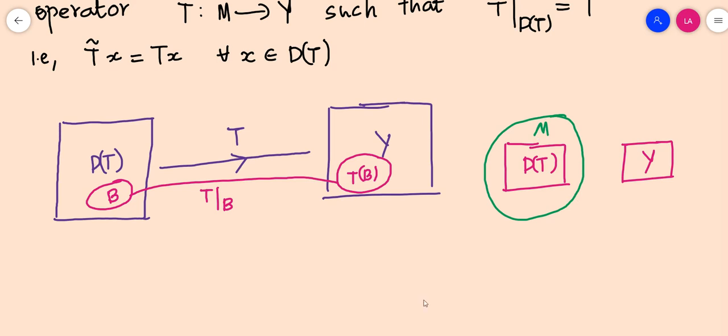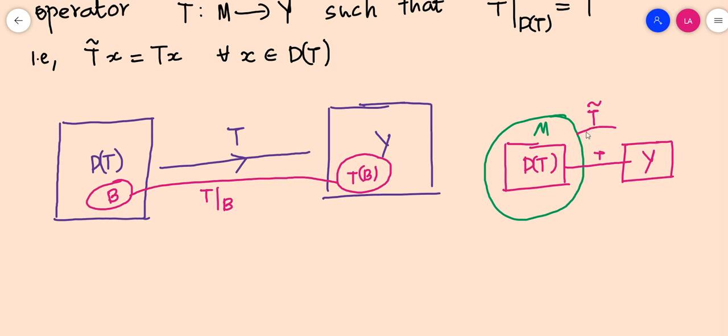Now the original function was from D(T) to Y. If you can define a new function which is from M to some superset of Y, maybe onto Y itself, this function is called the extension of T. Okay, so the extension, there is a common part which is actually D(T). In the common part, T and T tilde should be the same. So T is actually the restriction of T tilde. Then only we can call T tilde an extension. This is actually the meaning.